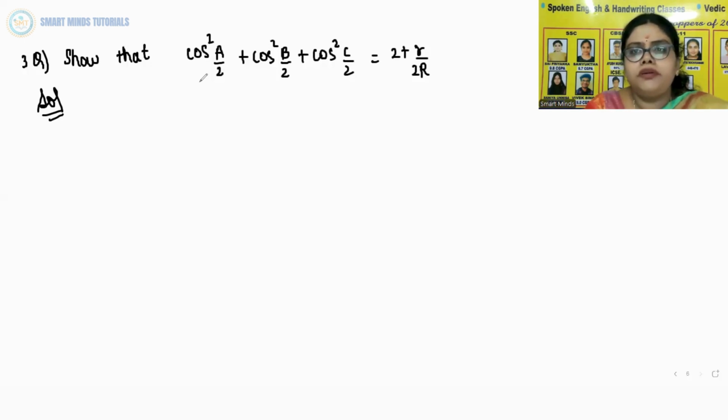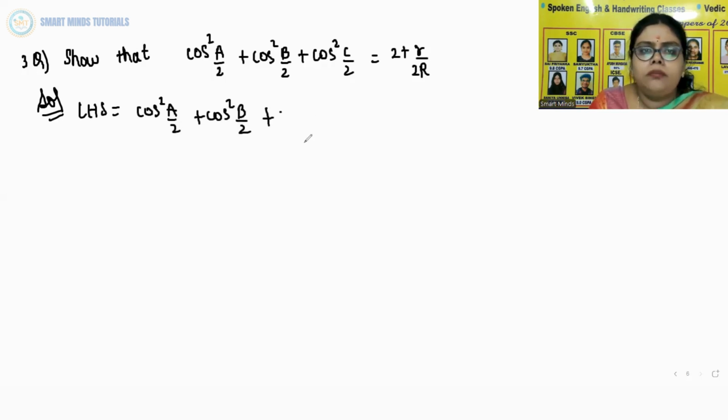This is also important. Show that cos²(A/2) + cos²(B/2) + cos²(C/2) = (2 + r/R)/2... that is, (2R + r)/2R. First let us take LHS. LHS is cos²(A/2) + cos²(B/2) + cos²(C/2). In the first question which we have solved today, we have used the same formula. So cos²θ can be written as 1 - sin²θ.